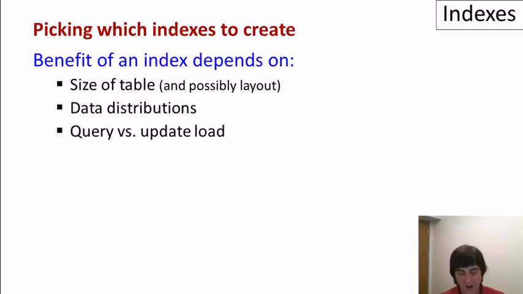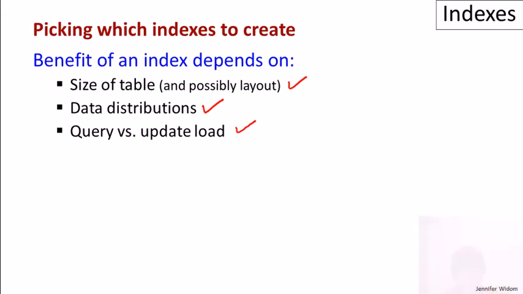So given that we have this cost-benefit trade-off, how do we figure out which indexes to create when we have a database and applications on that database? The benefit of an index depends, first of all, on how big the table is, since the index helps us find specific portions of the table quickly. It depends on the data distributions, again, because the index helps us find specific data values quickly. And finally, how often we're going to query the database versus how often we're going to update it. As I mentioned, every time the database is updated, indexes need to be maintained, and that's costly. Every time we query, the indexes may help us answer our queries more quickly.